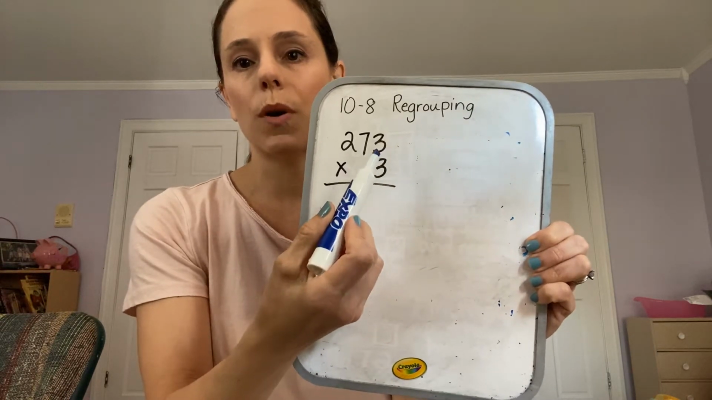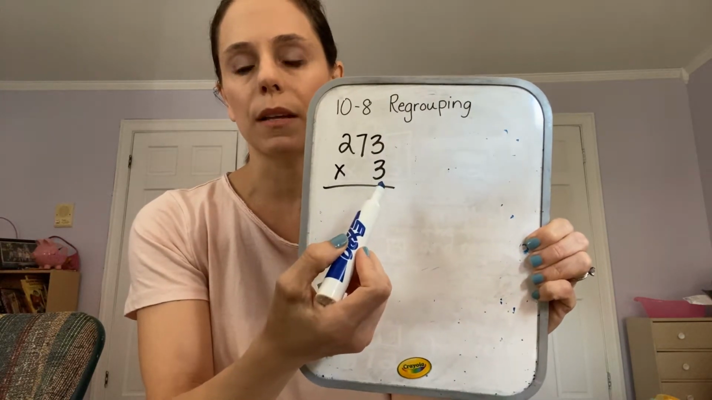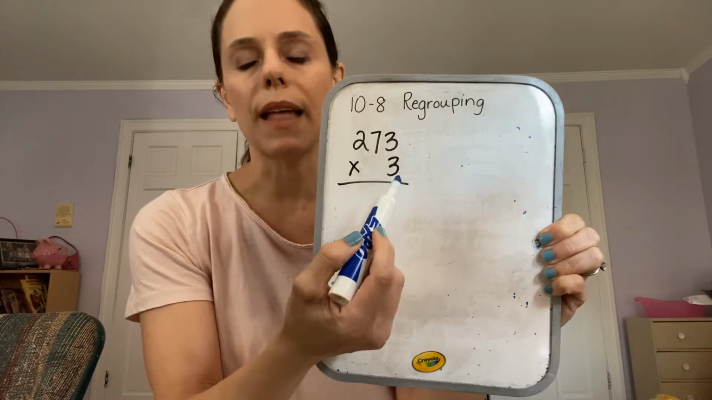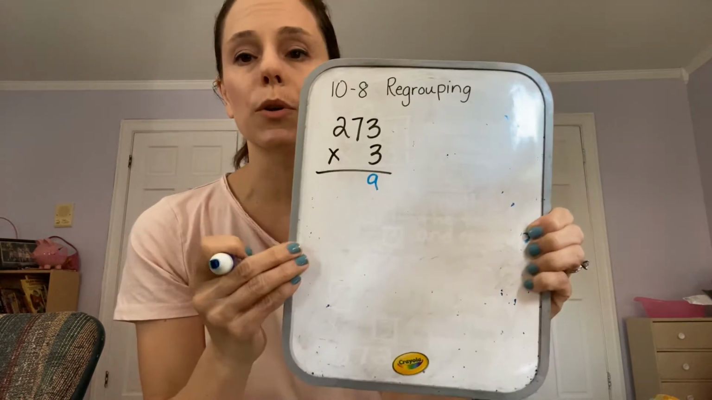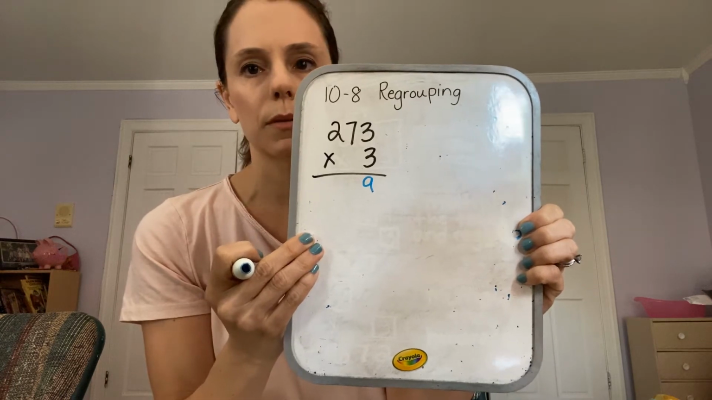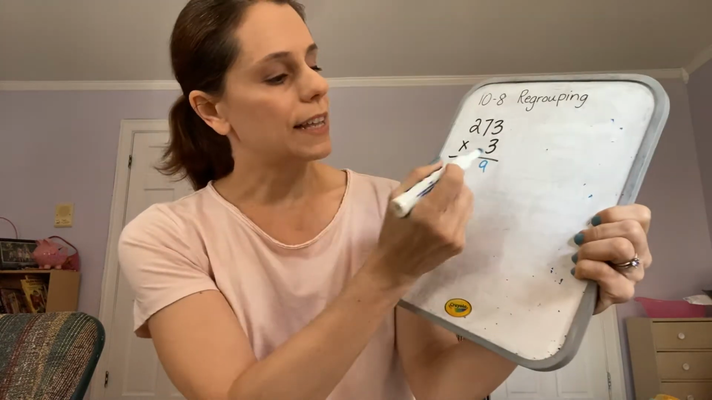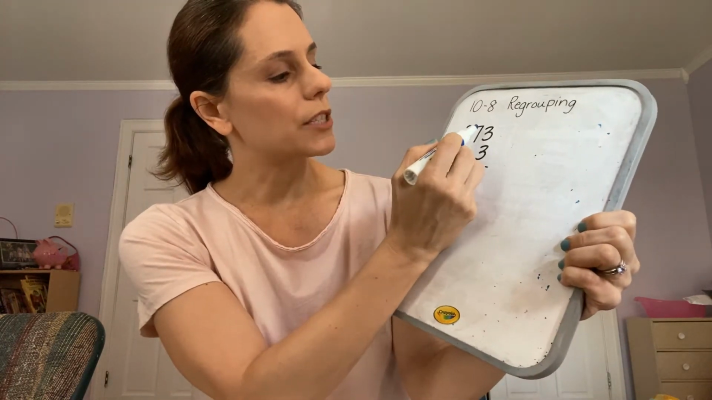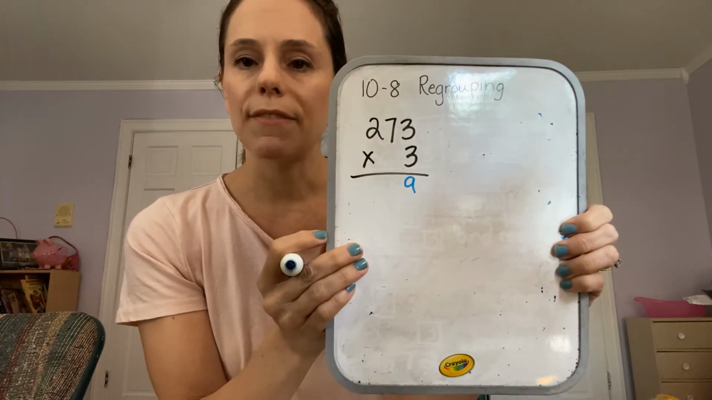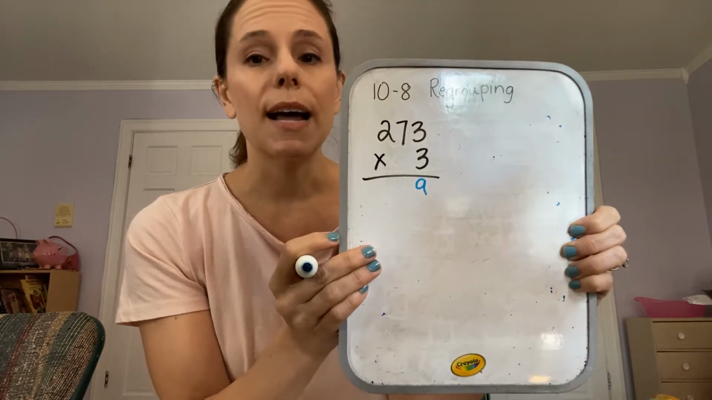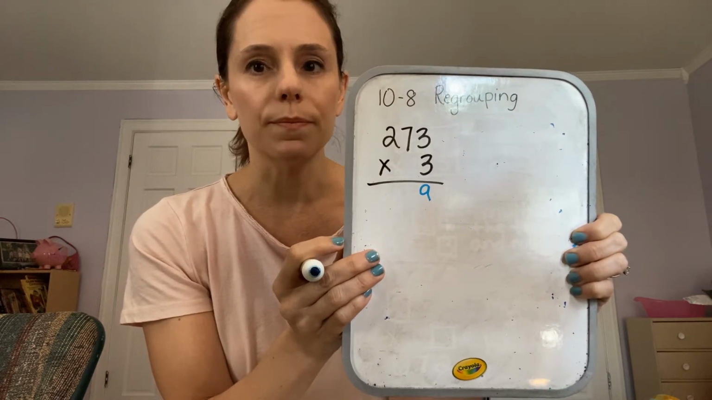We're going to start in the ones place. 3 times 3. What's 3 times 3? That's 9. You know your facts. Does it regroup? It does not regroup. Okay? Now, let's go to the tens place. So I've got 7 times 3. What's 7 times 3? 7 times 3 is 21.